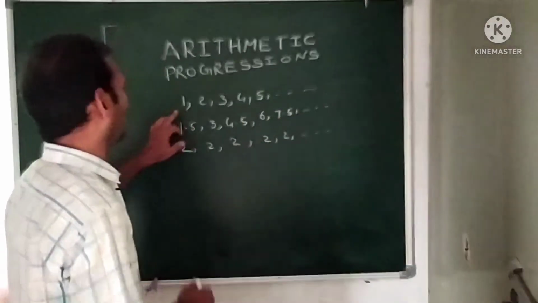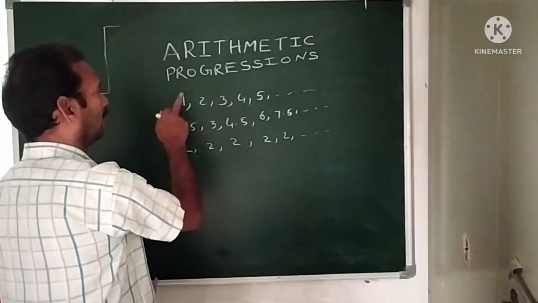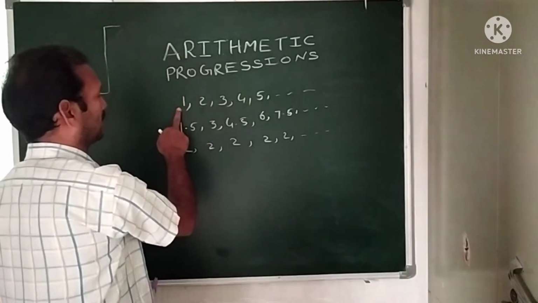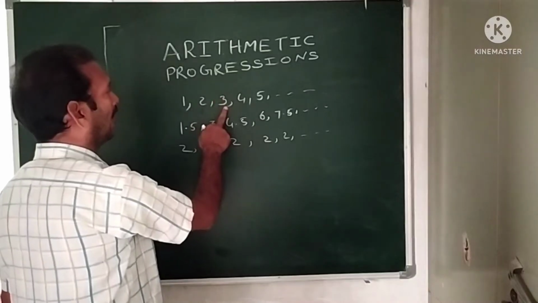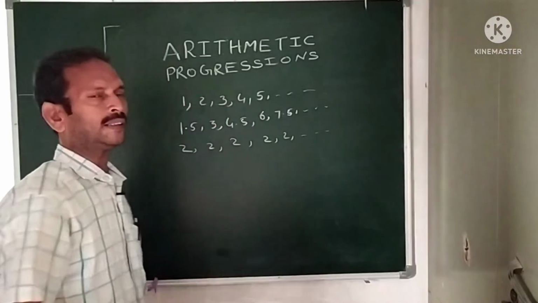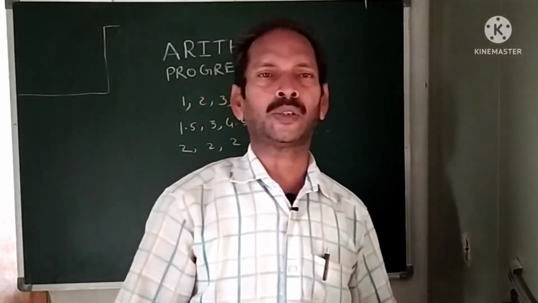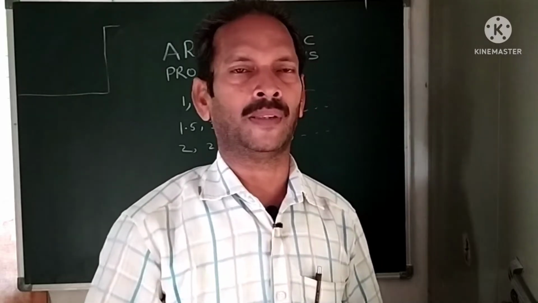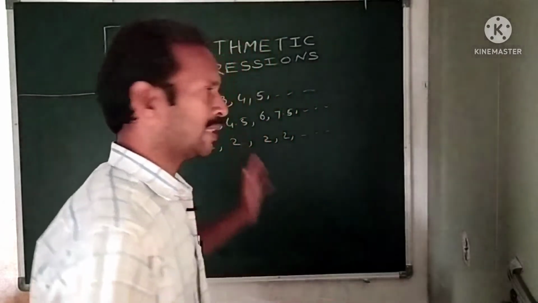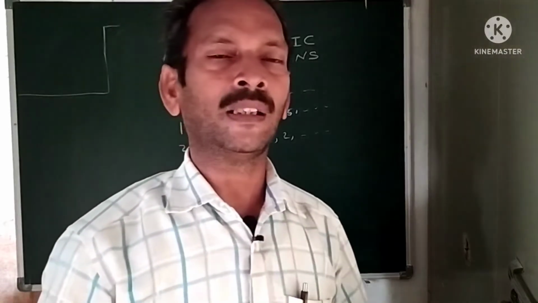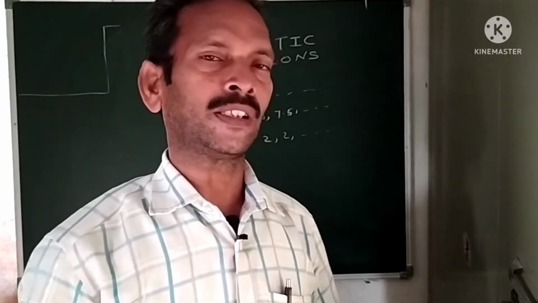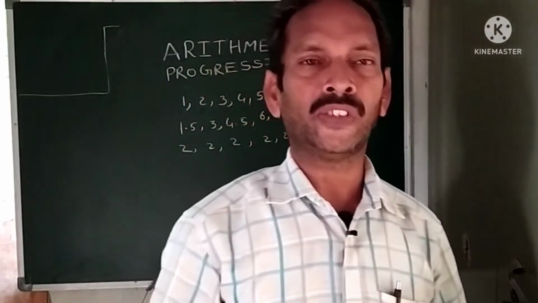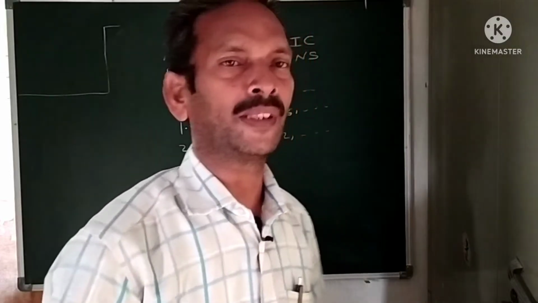The first term we consider as it is. To get the second term, how much are we adding? We are adding 1 to the first number. To obtain the third term, again 1 is added to the second term. Like that, a fixed number is added to a term to get the next one. Such a list of numbers is called an arithmetic progression. The first term is denoted by a small letter a or a1, and the fixed number you are adding is called the common difference.